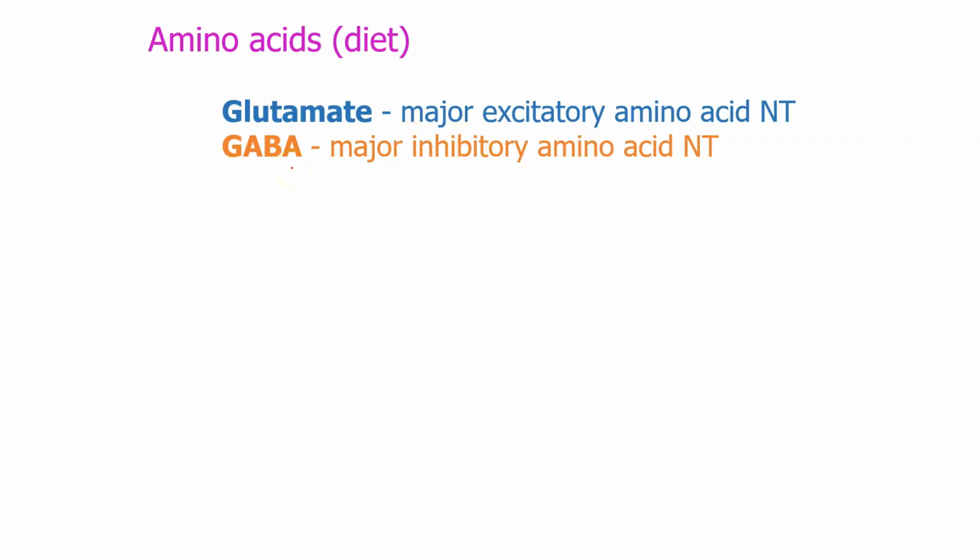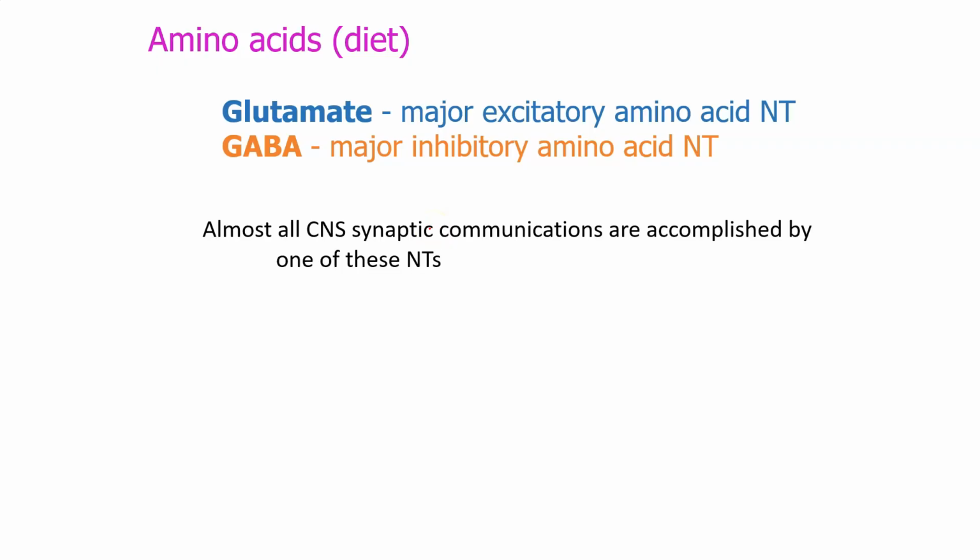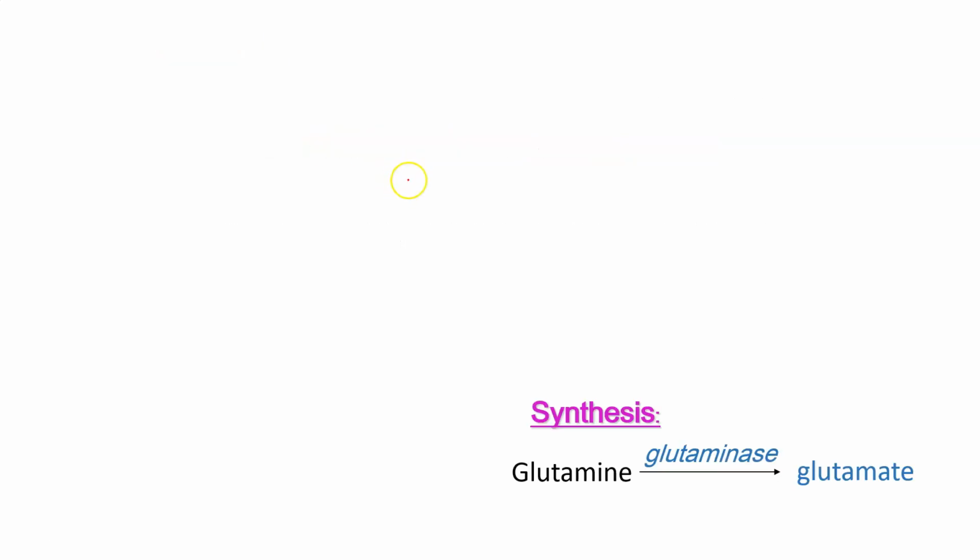GABA is the major inhibitory amino acid neurotransmitter, and so every time it gets released, it always produces an IPSP, or an inhibitory response, on the postsynaptic cell. And as I referred to, pretty much all communication between neurons in the central nervous system, almost all of them, are accomplished by one of these two neurotransmitters, and then the other neurotransmitters may be used, but more selectively. So the vast majority of neurons are utilizing glutamate and GABA to communicate within the nervous system to perform its functions. Let's talk about glutamate first.